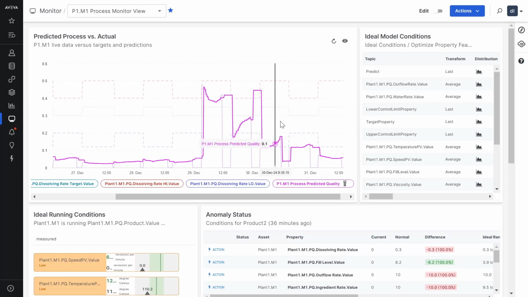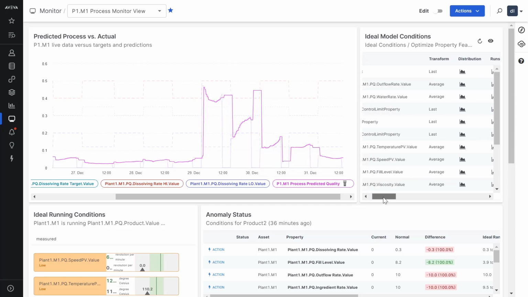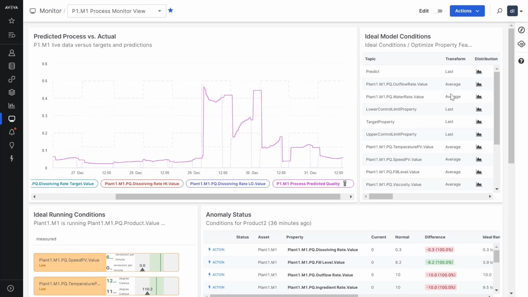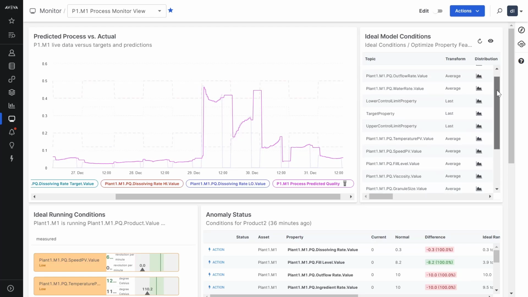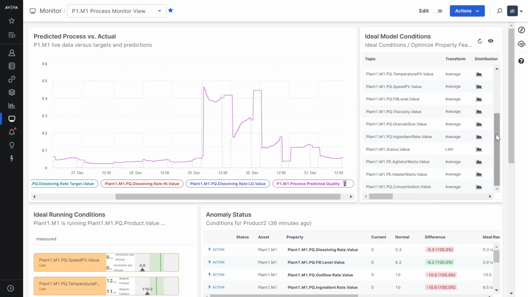Now, if I want to see the behavior of my data, on the right-hand side I have the ideal model conditions using kernel density estimates, which allow me to understand the consistent and typical behavior of all of my inputs, my viscosity, my fill level, my speed, and how these have behaved recently, so I can understand if there are hidden modes or hidden behaviors that I wasn't aware of prior to running this model.